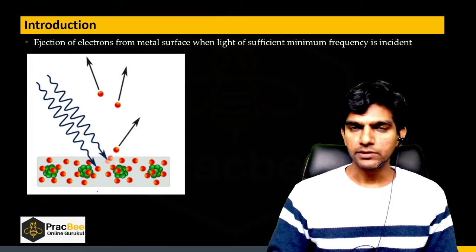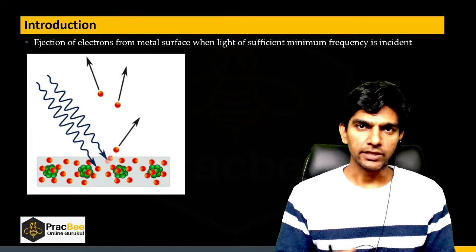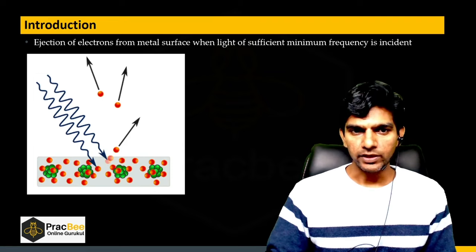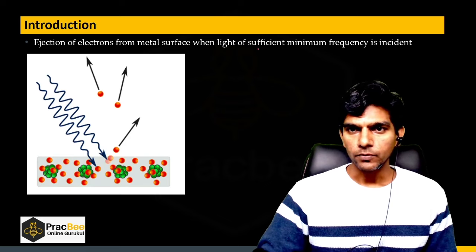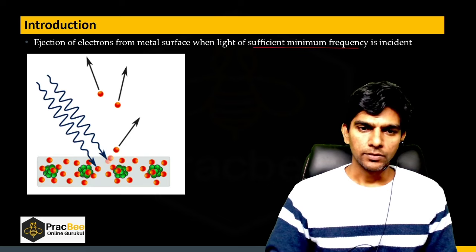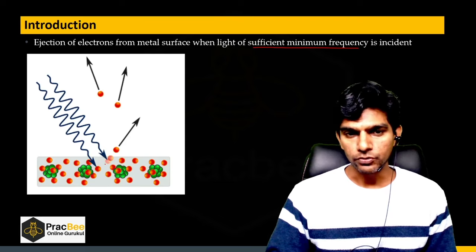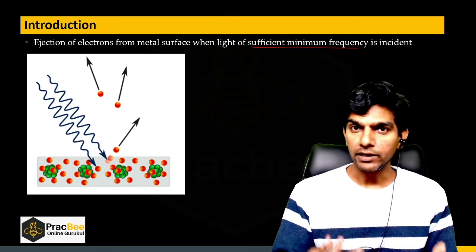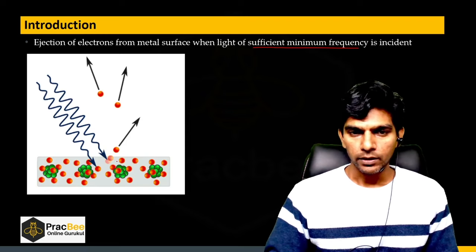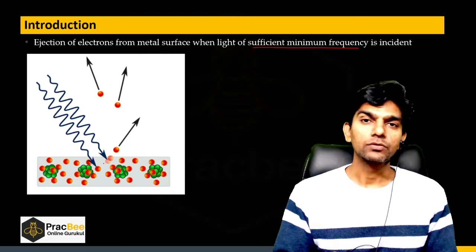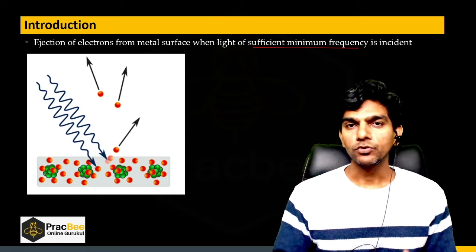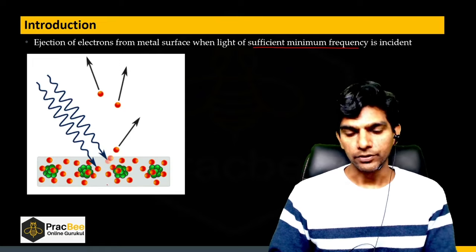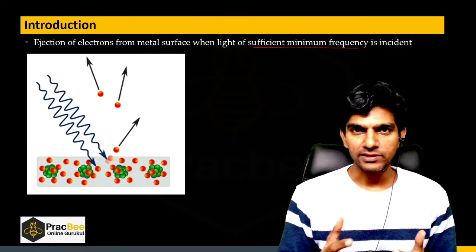Suppose we have a metal surface, and we know that in metals we have free charge carriers which are roaming freely inside the lattice. So suppose we incident photons of sufficient minimum frequency. If that photon is absorbed by those freely moving, loosely bound electrons, there is a possibility that the electron will come out of the metal surface. This phenomenon of ejection of electrons from the metal surface is known as photoelectric emission, and the electrons which come out are known as photoelectrons.